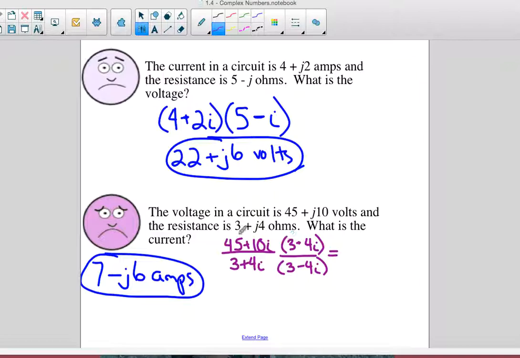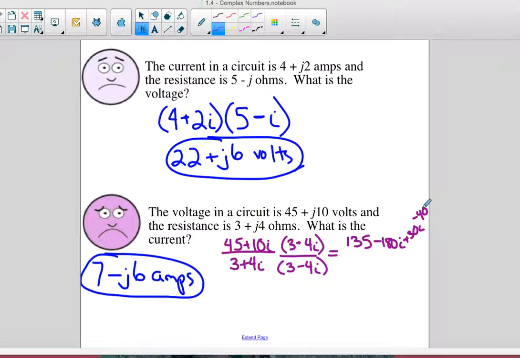So 3 times 45 is going to give me 135. 45 times negative 4i is going to give me negative 180i. And then I'm running out of room, but 3 times 10i would be 30i, so plus 30i. And the negative 4i times 10i would be negative 40i squared, where i squared is negative 1. And that should take care of that part.